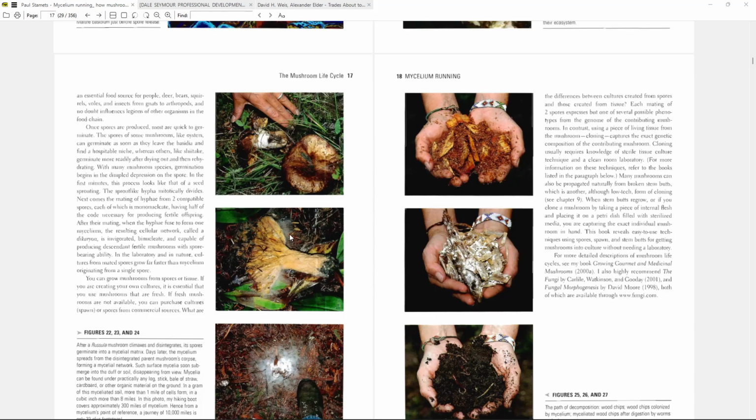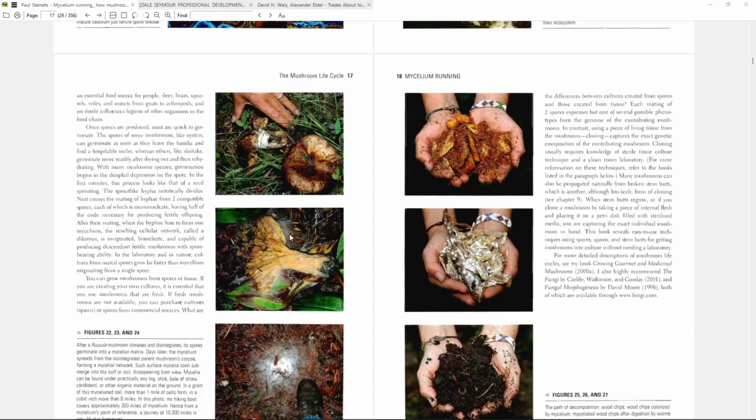What are the differences between cultures created from spores and those created from tissue? Each mating of two spores expresses but one of several possible phenotypes from the genome of the contributing mushrooms. In contrast, using a piece of living tissue from the mushroom, cloning captures the exact genetic composition of the contributing mushroom. Cloning usually requires knowledge of sterile tissue culture techniques and a clean room laboratory. For more information on these techniques, refer to the book in the paragraph below.